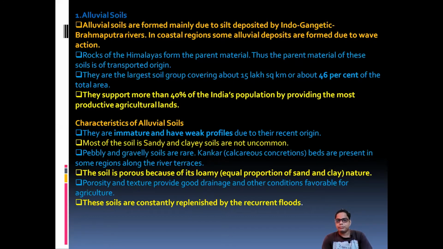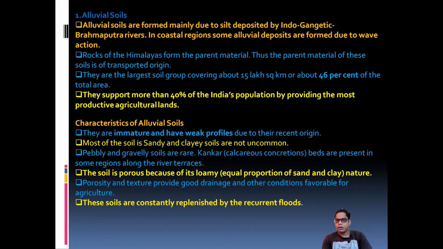In the next slide, we are going to discuss the first soil, known as alluvial soil. Alluvial soils are formed mainly due to the silt deposited by the Indo-Gangetic and Brahmaputra rivers. In the coastal regions, some alluvial deposits are also found due to the action of waves. Some southern rivers, the Narmada, Godavari, Krishna and Kaveri, also form alluvial deposits. The rocks of the Himalaya form the parent material, and thus these soils are of transported origin.